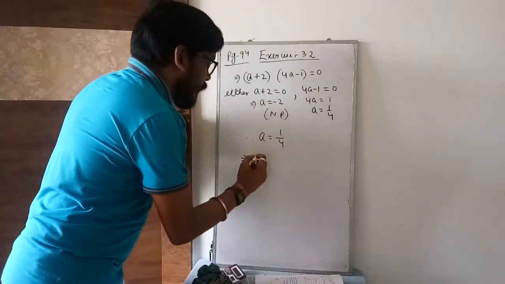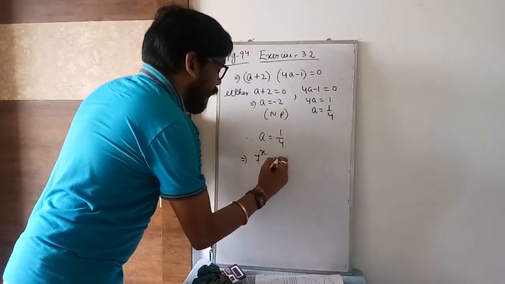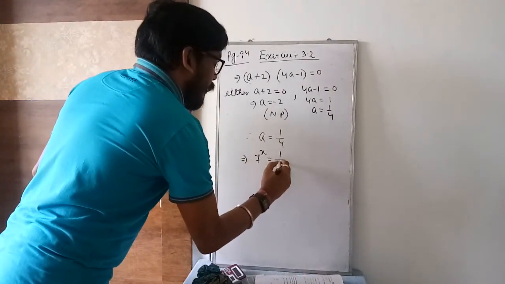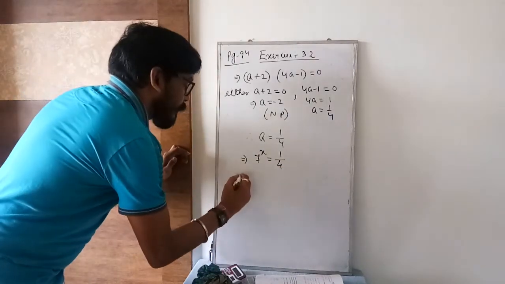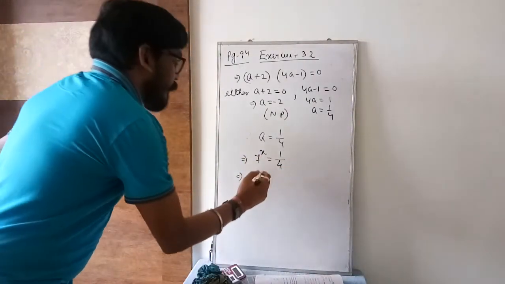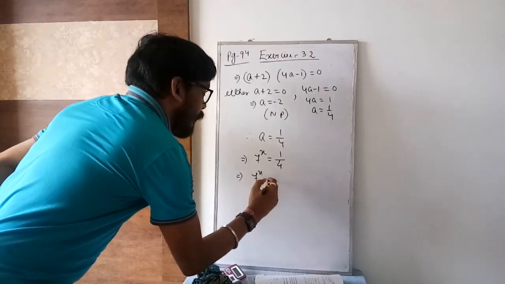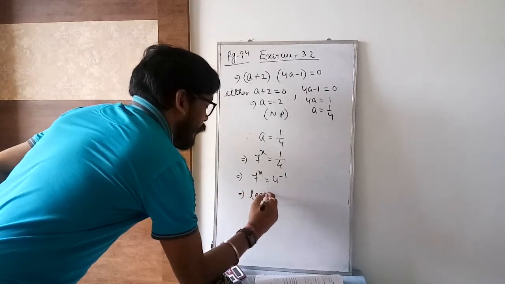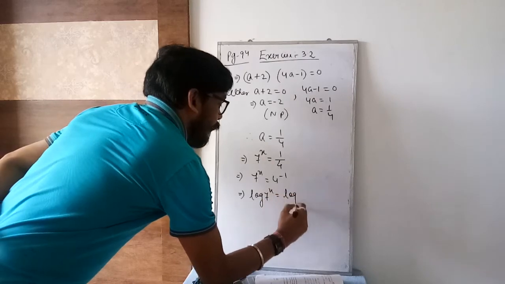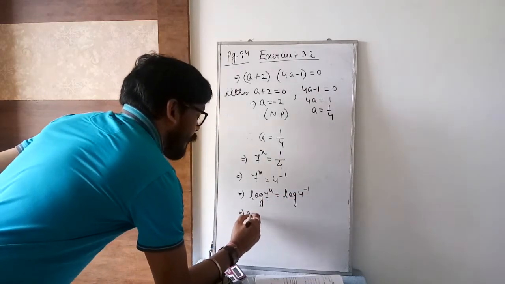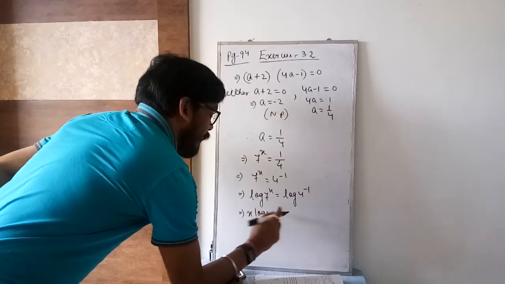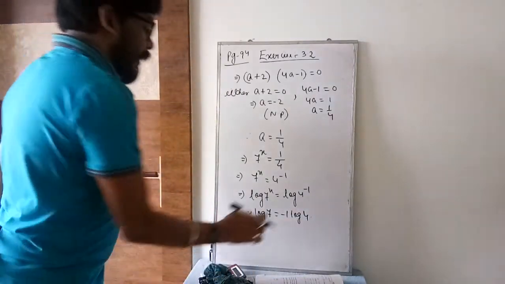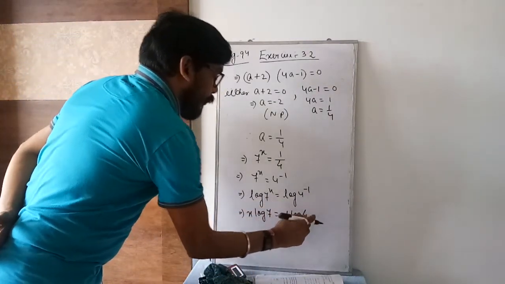And your a is how much? It is 7 to the power x. 7 to the power x equal to 1 by 4. So to solve this you take log, so let me do one thing more. 1 by 4 means 4 to the power minus 1. So take log 7 to the power x equal to log 4 to the power minus 1. So it is x log 7, and here it is minus 1 log 4.